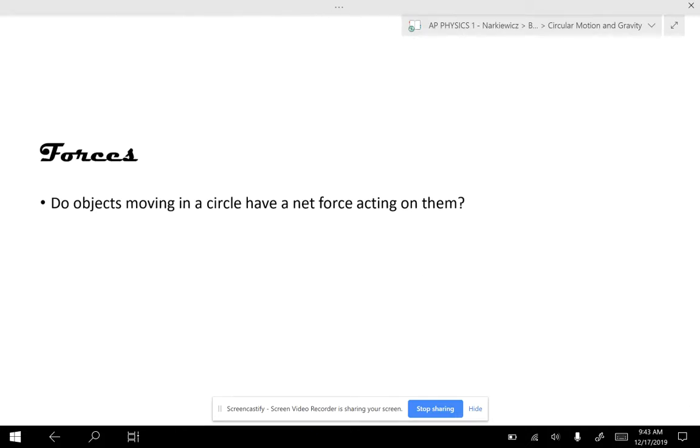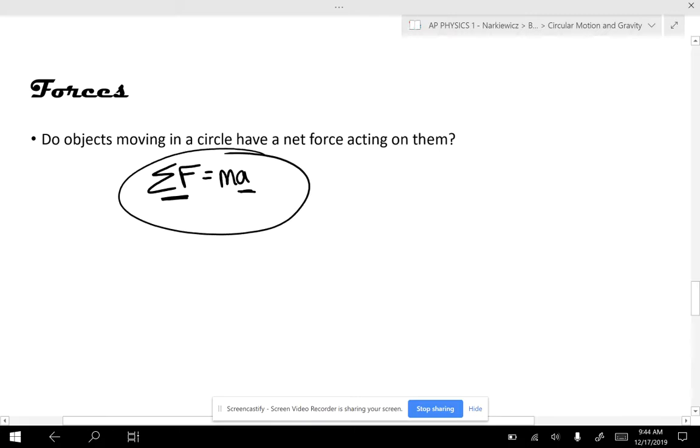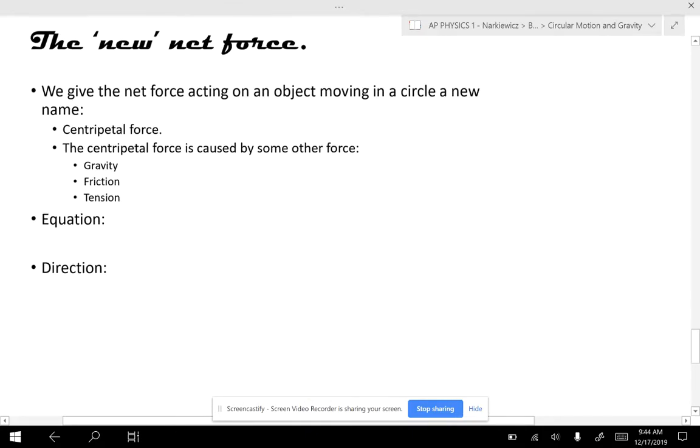Okay. So do objects moving in a circle have a net force acting on them? Well, we know from last unit that net forces cause acceleration. So even though we're not accelerating in the traditional sense of speeding up or slowing down, we are still accelerating. So these objects do have a net force acting on them. We're going to consider this a new net force. Instead of writing the sum of all the forces in the x or y direction, we're going to think about forces in the centripetal direction, and they're going to equal MAC.